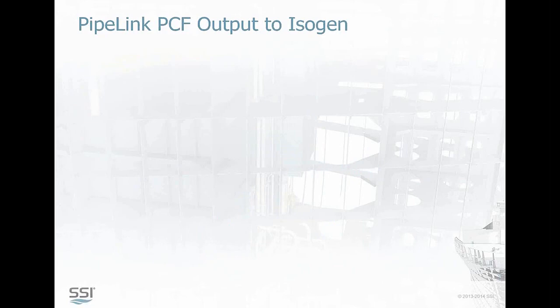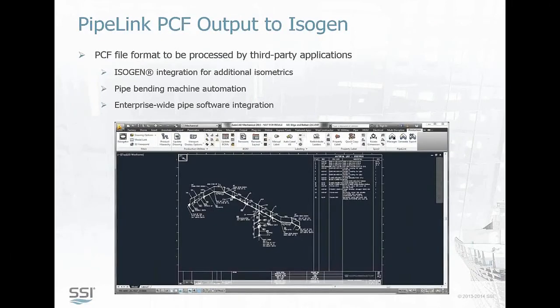Probably the most common thing is piping output to Isogen, widely used in the industry again. PCF file format to be processed by third-party applications. Isogen is the most popular for integration into isometrics, pipe bending machine automation, and enterprise-wide pipe software integration tends to be where these are most commonly used.